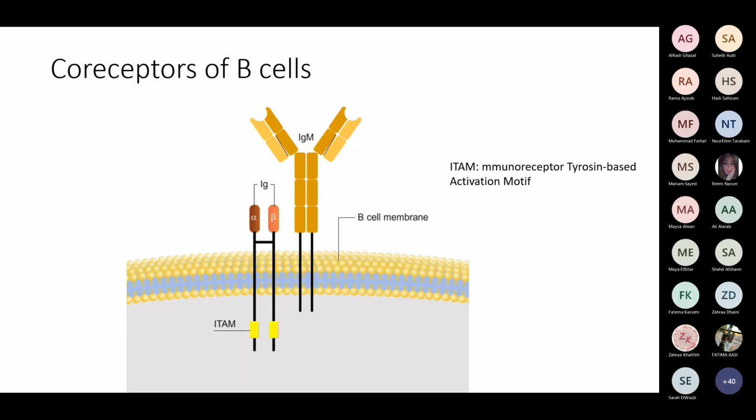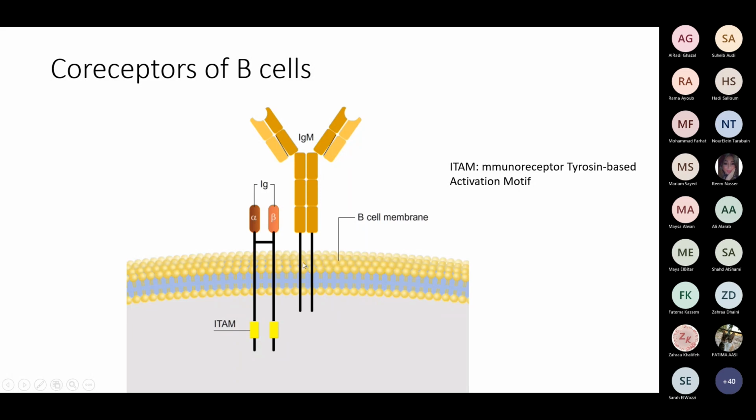The variable regions are from which part of the immunoglobulin? Binding site. The binding site for the antigen. For the antigen. Yes, of course. So now, as you can see, this receptor is composed of this IgM, which is on the surface of the B cell membrane, or the B cell in general.